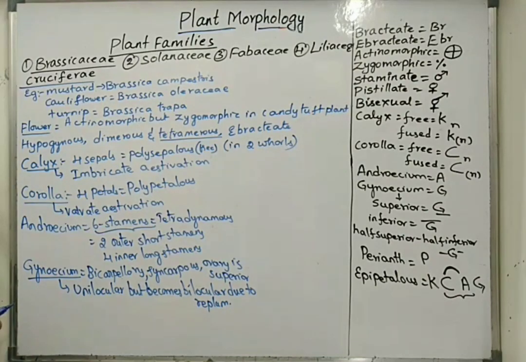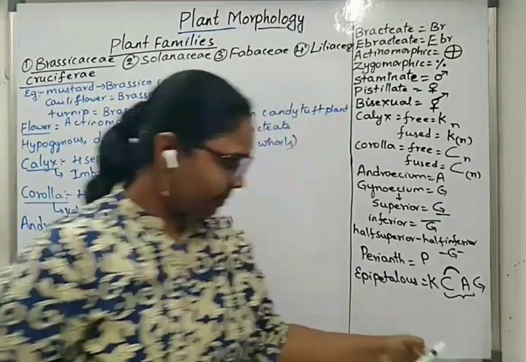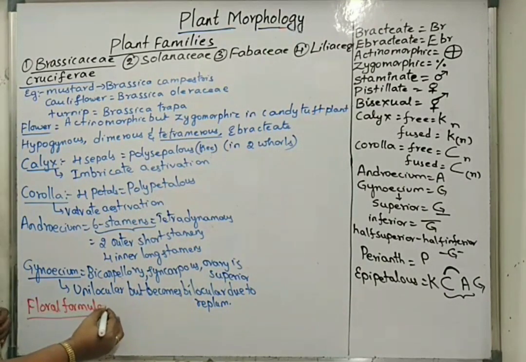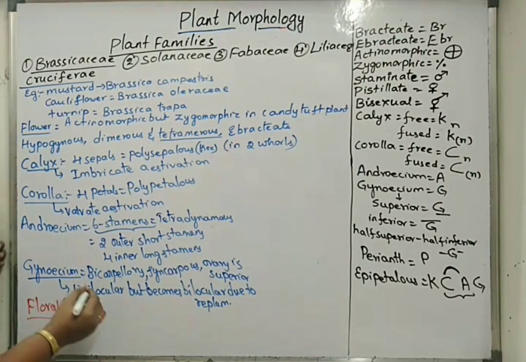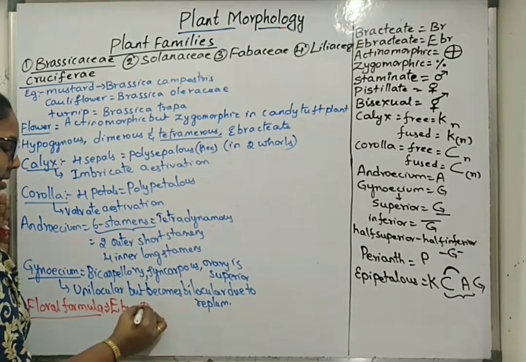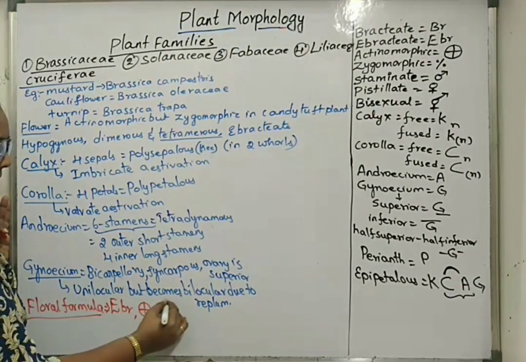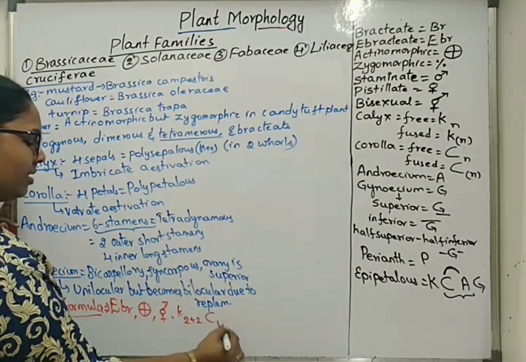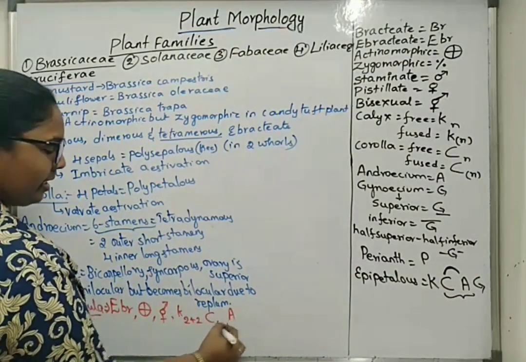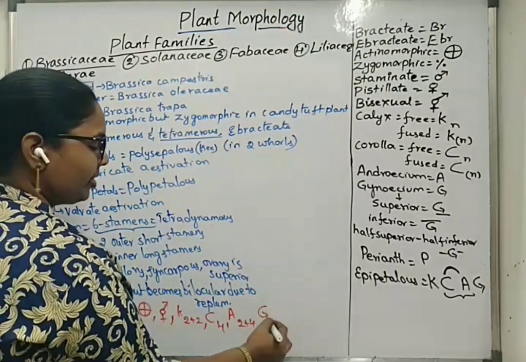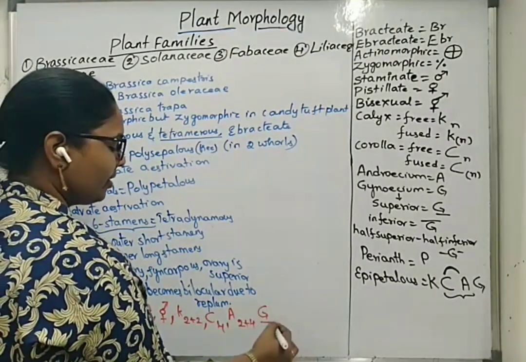Now we will write the floral formula, which is very important to identify. Since we have written here ebracteate, E-B-R. Next, actinomorphic. Commas are very important. Next, bisexual. Calyx is arranged in 2 whorls, free. Corolla is tetradynamous. Androecium stamens are 2+4 arrangement, not fused. Gynoecium is superior. It is finally converted into bilocular.